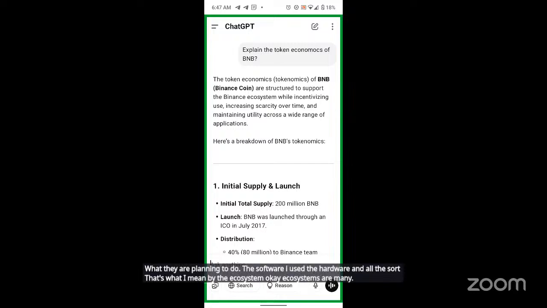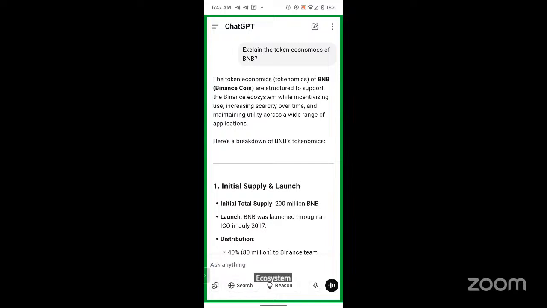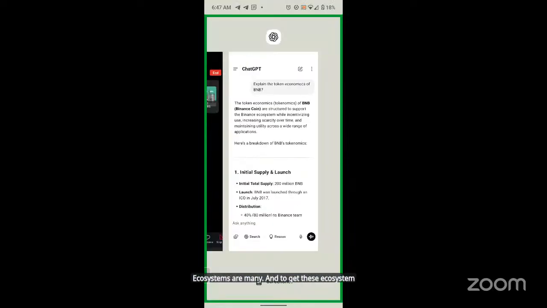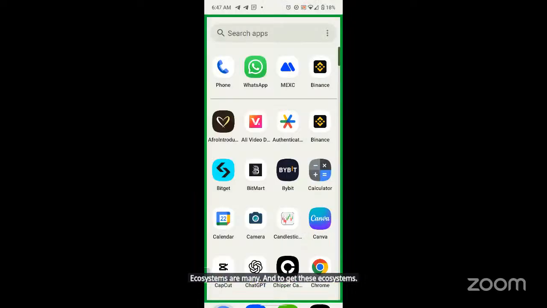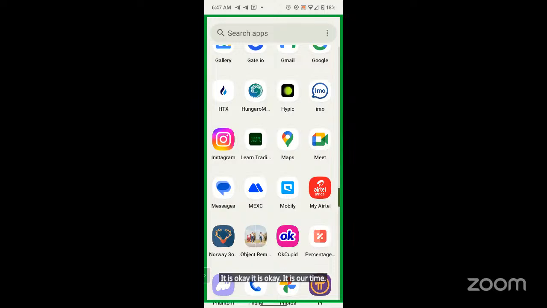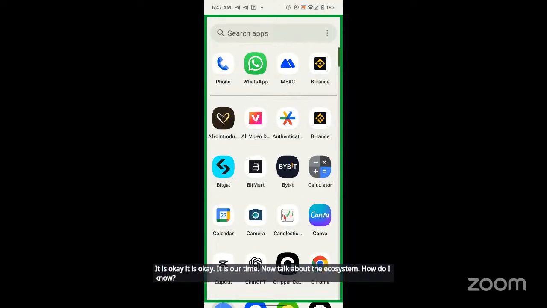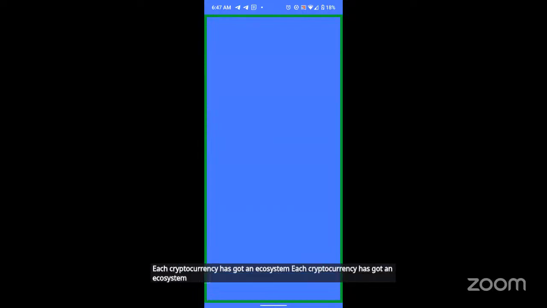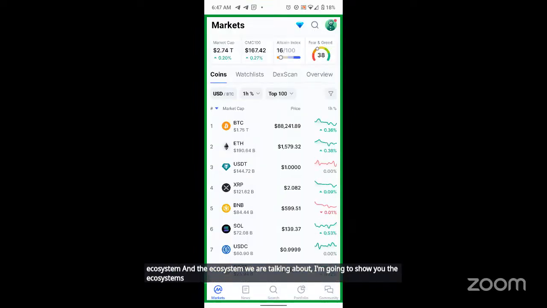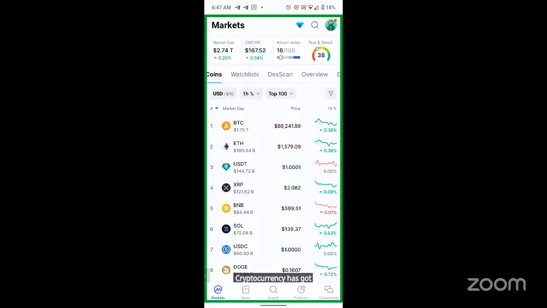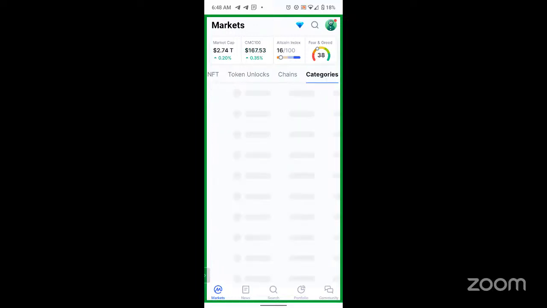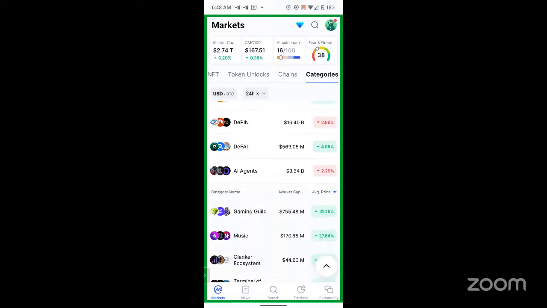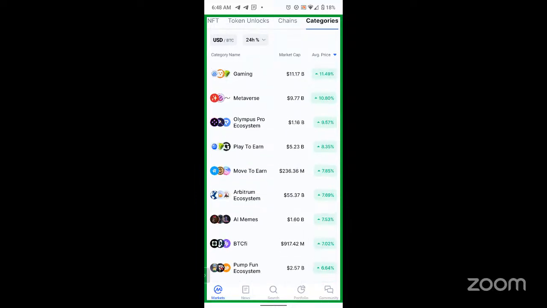Ecosystems are many. And to get these ecosystems, it is our time now to talk about the ecosystem. How do I know? Each cryptocurrency has got an ecosystem. And the ecosystem we are talking about, I'm going to show you the ecosystems. Okay, so this is what we call the ecosystems.